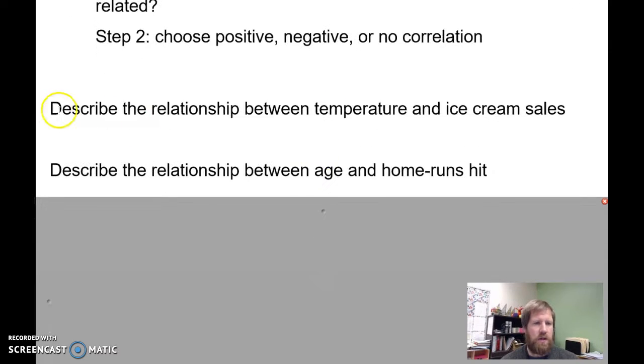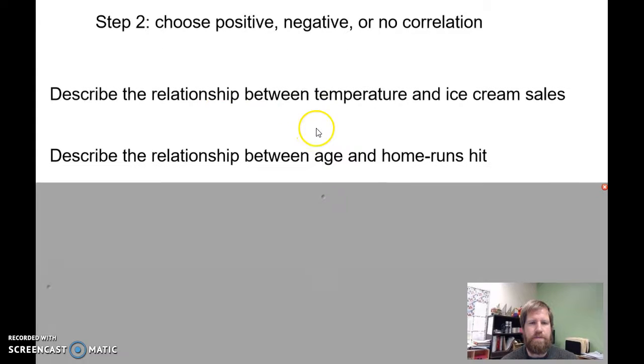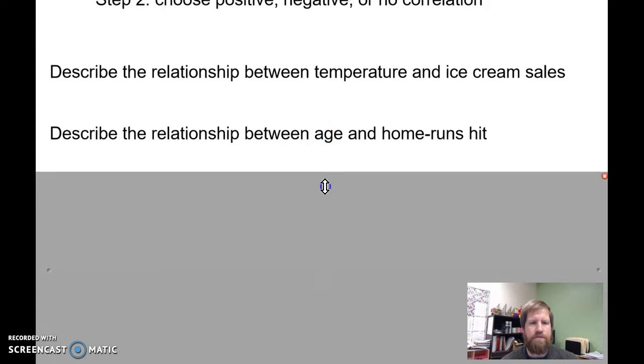Okay, so our first situation is we want to describe the relationship between temperature and the sales of ice cream. So if you are thinking about it, the hotter the day, probably the more ice cream is going to be sold. Okay, it doesn't mean that if it was really cold, nobody would go buy ice cream, but if it's a really hot day, you're going to tend to have more people buying ice cream. Okay, so that's going to be a positive relationship, or a positive correlation.